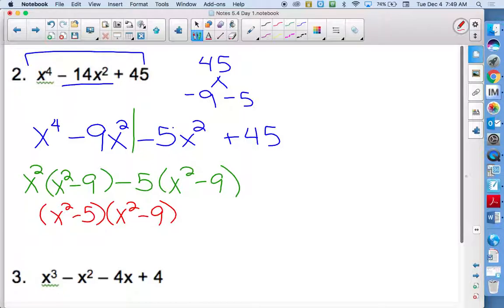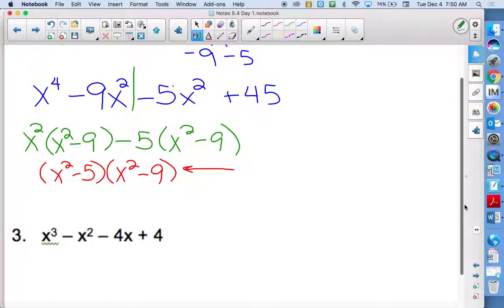All right, so we've done the AC grouping method. That's what that's called. A times C, you're multiplying the first number and the last number, and then you're grouping. So we call that AC grouping. When you look at this answer, you need to ask yourself, is it completely factored, or is there a parenthesis that can be broken down further? So Abby, is it completely factored, or is there a parenthesis that can be broken down further? You can break the x squared minus 9 down to x plus 3 and x minus 3. Right. The 9 is a perfect square.